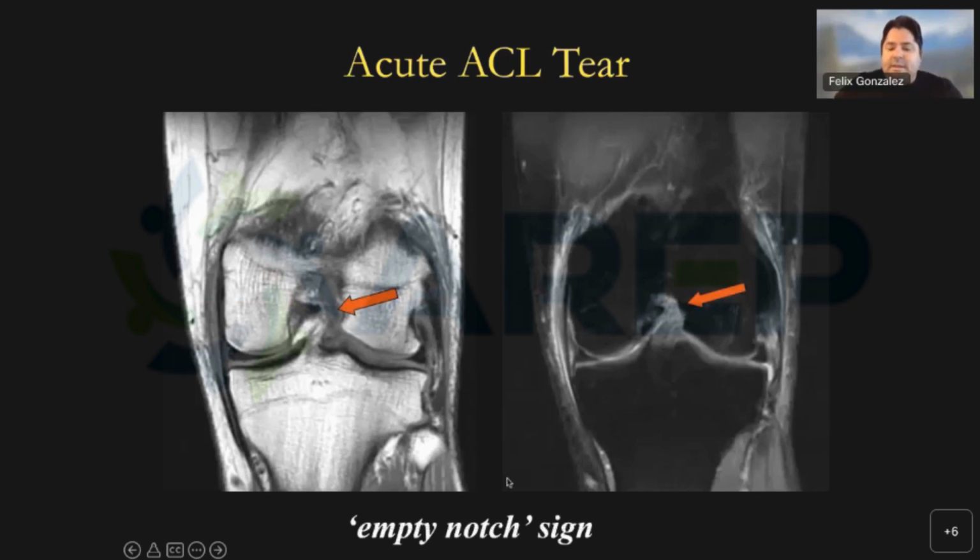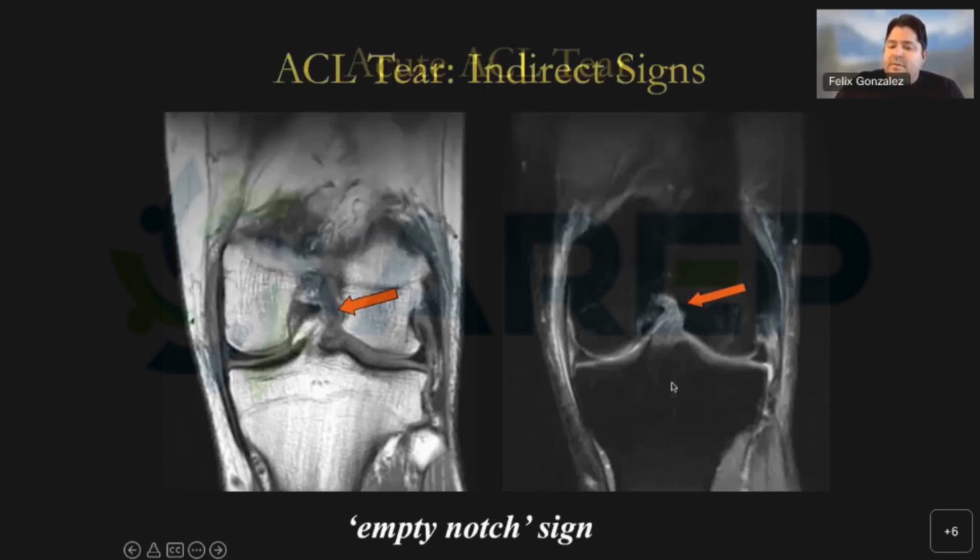The empty notch sign can help you. Usually the notch is occupied partially by the PCL, but mostly by the ACL on the coronal view. You can see how there's a complete absence of that here, with a lot of extensive edema and no fibers continually propagating from the tibia to the femoral condyle.